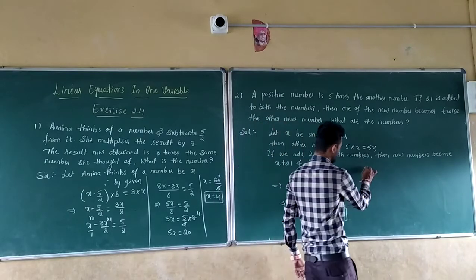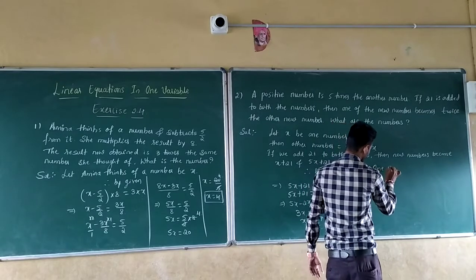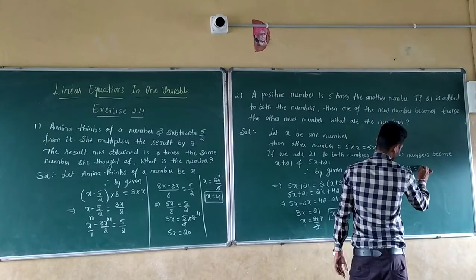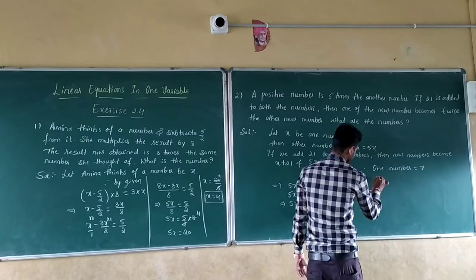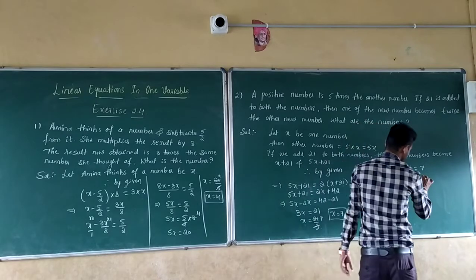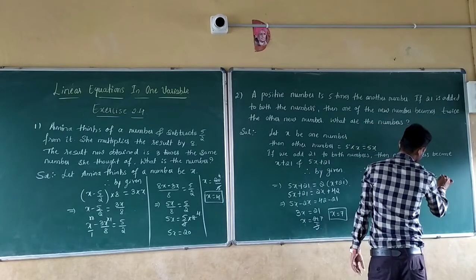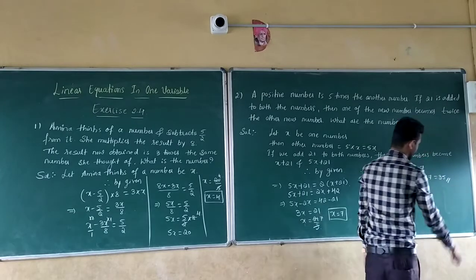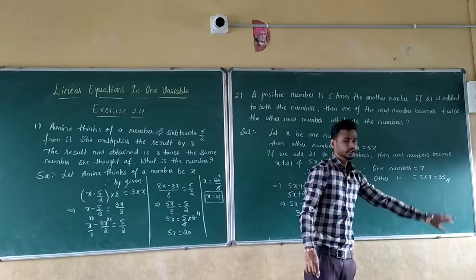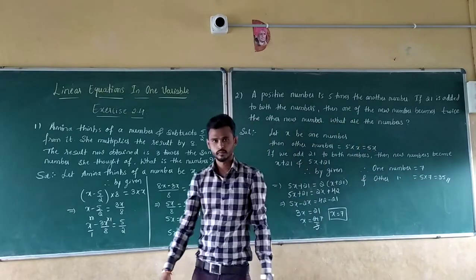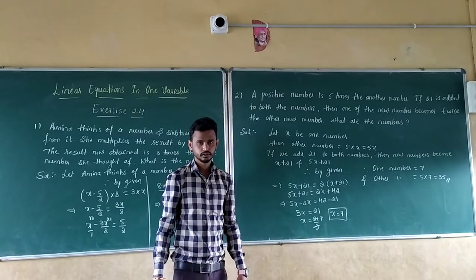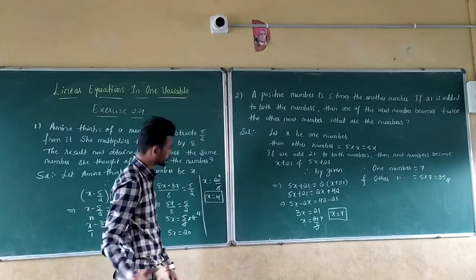Therefore what can you write? One number is equal to 7, and the other number, which is 5x, means 5 into 7, that is 35. Therefore the two numbers are 7 and 35. So this is about the second question. Now let us see the next question.